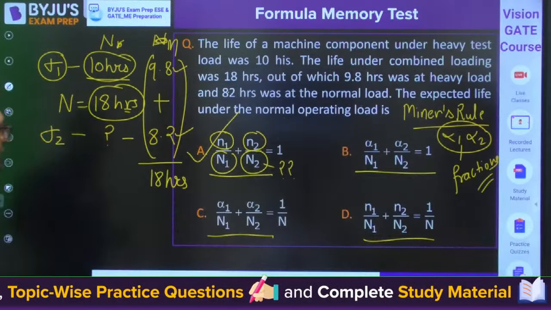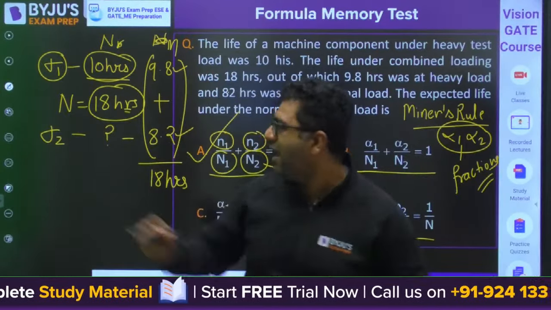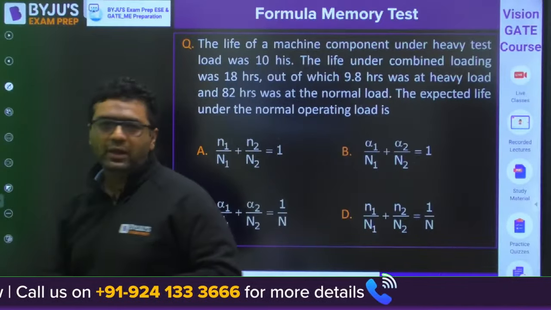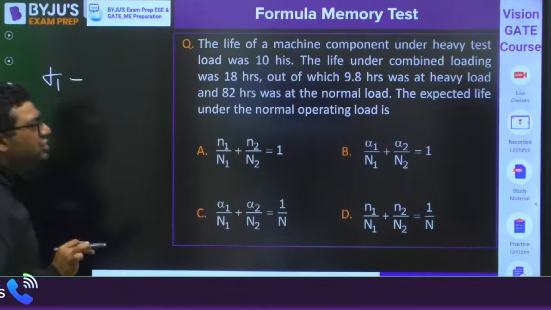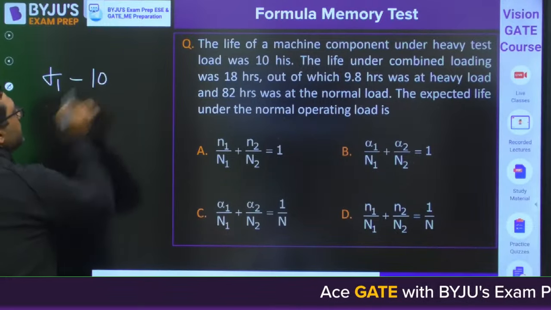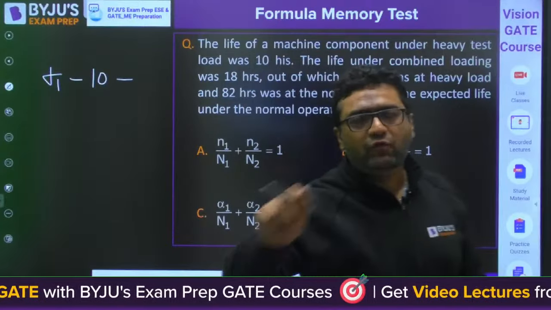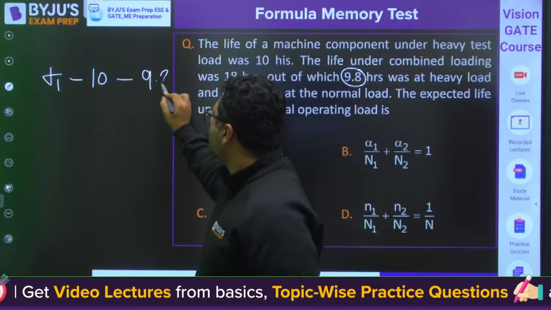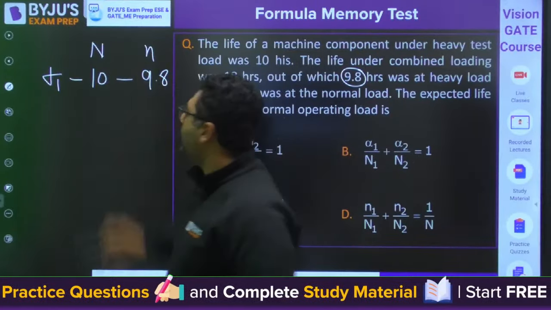Is it clear? Because when you will write, look what he is saying. If you have any doubt in this, I am showing it again to you. He is saying that sigma 1 is some stress at which if a component is living throughout, its life is 10 hours. But you are not putting that component at that load for 10 hours. You are putting it for 9.8 hours. So its original life is 10 hours. You are living for 9.8 hours.